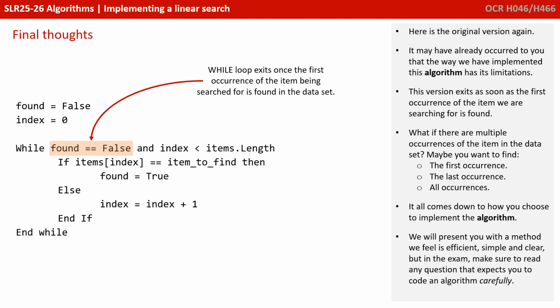So here's the original version again. And it may have already occurred to you that the way we implemented this algorithm has its own limitations. This version exits as soon as the first occurrence of the item we're searching for is found. What if there are multiple occurrences of the item in the dataset? Maybe you want to find the first occurrence, the last occurrence, all occurrences. It all comes down to how you choose to implement the algorithm when you write it in code. We will always present you with a method we feel is efficient, simple and clear. But in the exam, make sure to read any question that expects you to code an algorithm carefully.